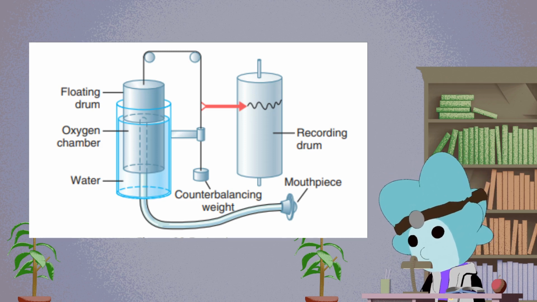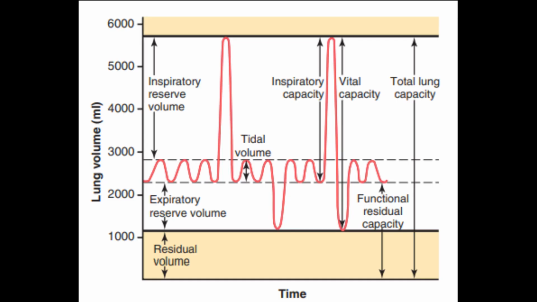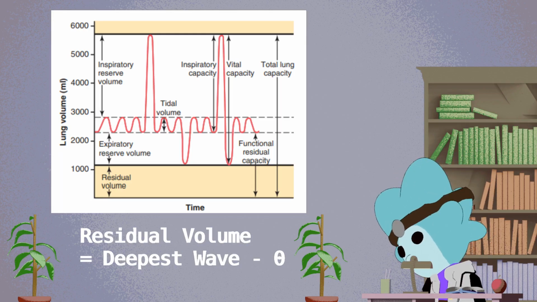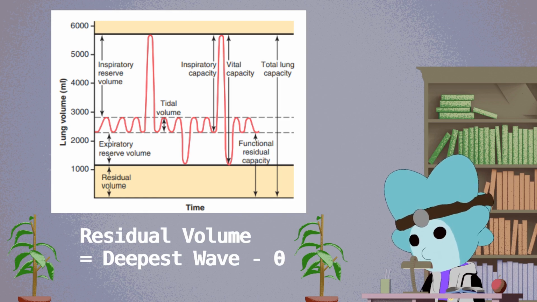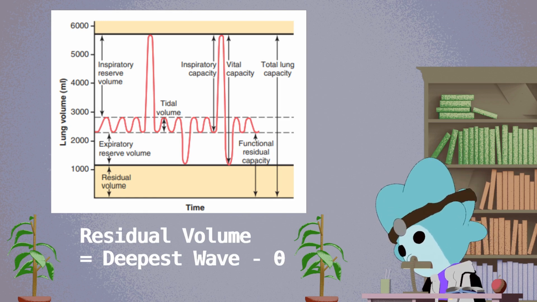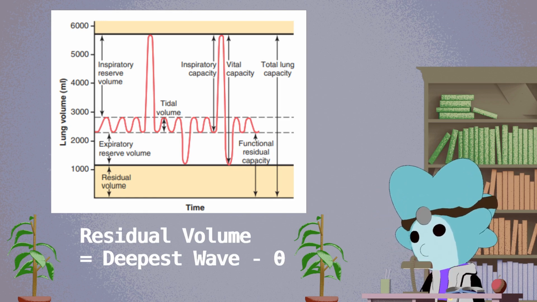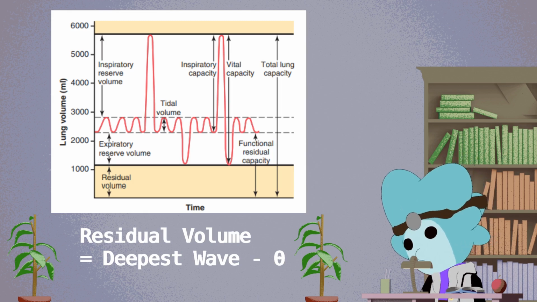If we were to look at the spirogram recording, this is just the recording of the deepest wave. But as an equation, it is more so the recording of the deepest wave minus 0. As long as our number is not equal to 0, there's at least some air in our lungs left, even after we expel out air.